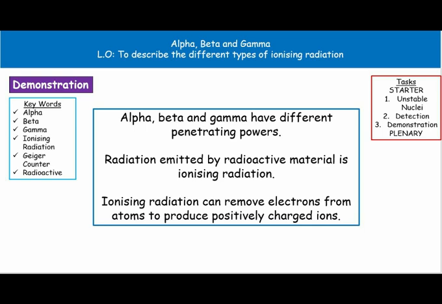Because remember, in an atom, it's neutral because we've got the same number of protons and electrons. So if this radiation is able to remove electrons from the atom, we'll have more protons than electrons, which means we have a positive charge. So we make an ion at that point. So get those 3 sentences written down if you haven't already. Just another 30 seconds to get that done.